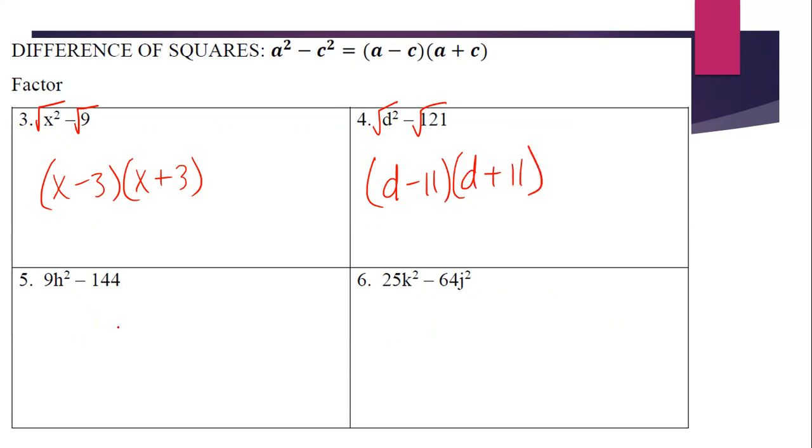Okay, 5 is a special case. Before we do anything, this is an example where you need to find the GCF first. Is there a GCF between these two terms? Yes. What is it? It's actually 9. A little trick to know if something's divisible by 9: if you add the digits up and it's a multiple of 9, then it's divisible by 9. So 1 plus 4 plus 4 is 9. So that means that this number is divisible by 9. So we end up with factoring out 9.